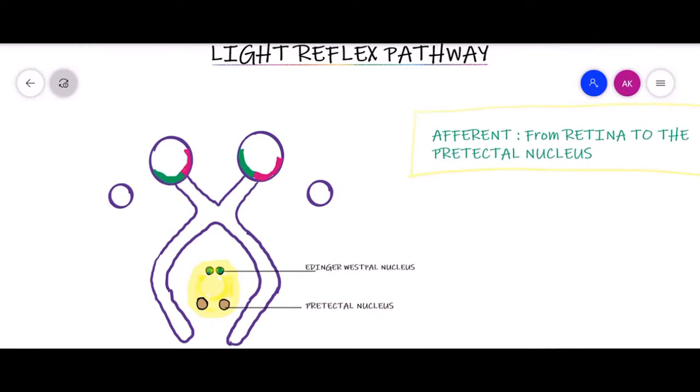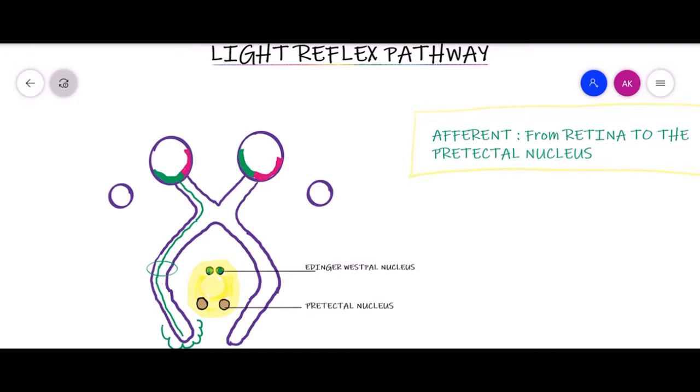So in our visual pathway, what was happening was the temporal part of the retina, which was carrying the nasal field, was going into the optic nerve and then into the optic chiasm. But in the optic chiasm, they were not crossing like the nasal fibers. Then they will go into the optic tract and then into the lateral geniculate body, which was present at the end of the optic tract. From there, they were going into the optic radiations, and finally, they were reaching the visual cortex.